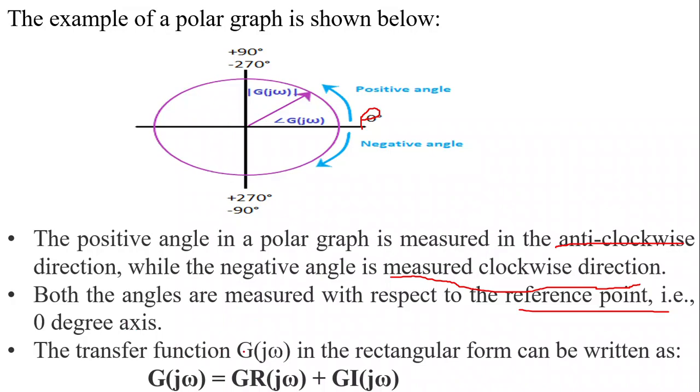Generally, the transfer function G(jω) is represented in rectangular form, which can be written as G(jω) equal to the real part of G(jω) plus j times the imaginary part of G(jω).